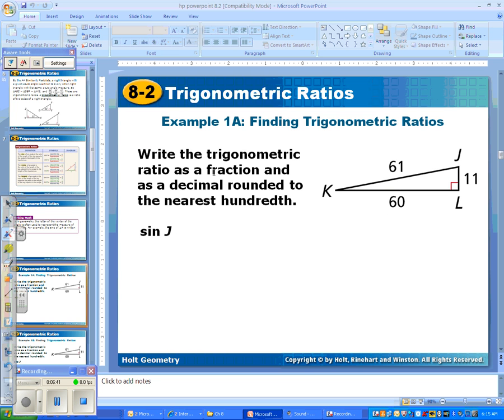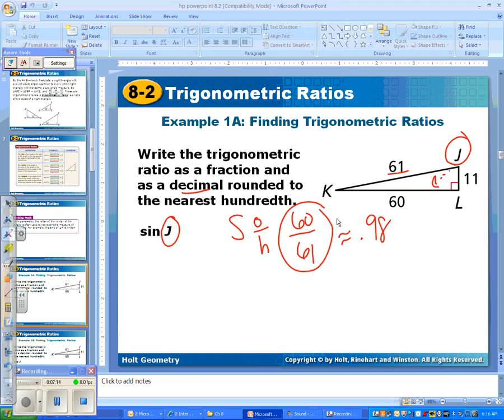So the first thing you're going to be doing is writing a trig ratio as a fraction and as a decimal rounded to the nearest hundredth for sine J. Again, this is important because it tells you which angle to look from. And you know, sine stands for opposite over hypotenuse. So the side opposite is 60 and the hypotenuse is 61. So this is your fraction answer. And then they also want it as a decimal, rounded to the nearest hundredth. So I got 0.98. That's all you do.